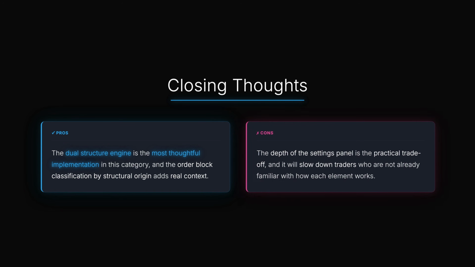The dual structure engine is the most thoughtful implementation in this category, and the order block classification by structural origin adds real context. The depth of the settings panel is the practical trade-off, and it will slow down traders who are not already familiar with how each element works.